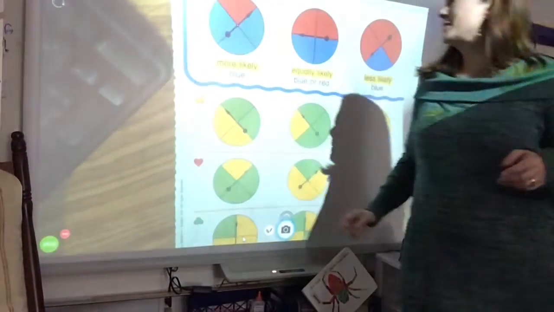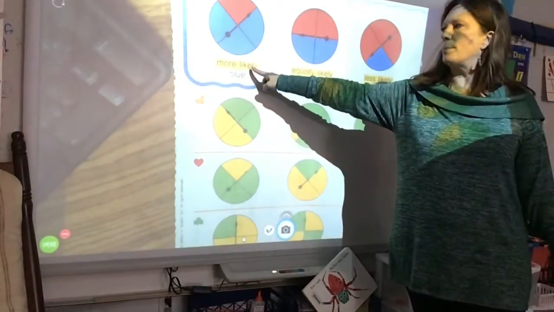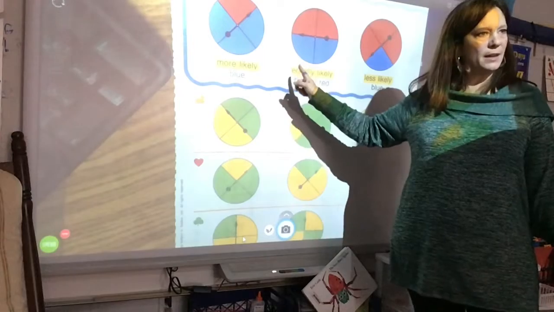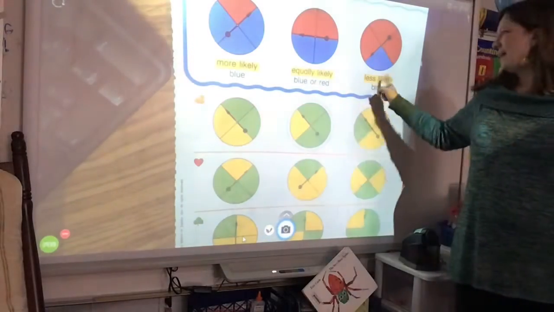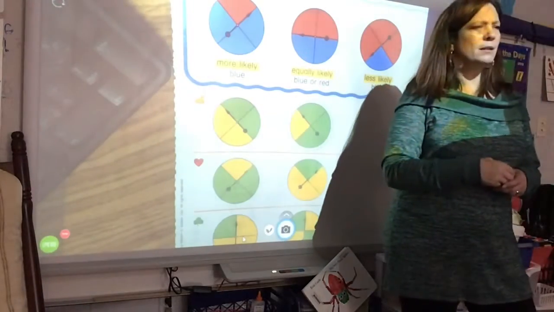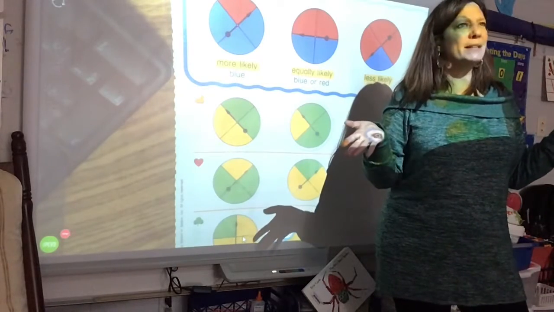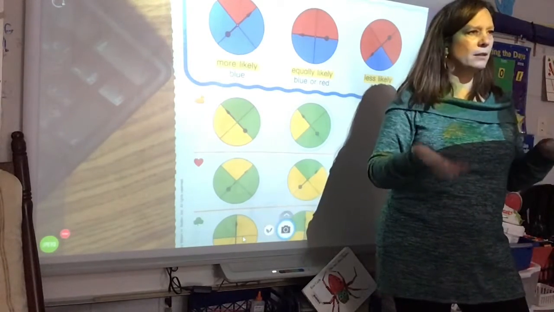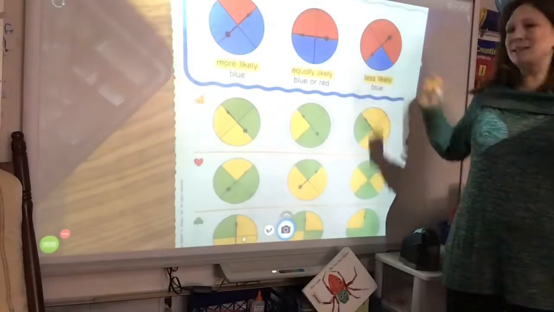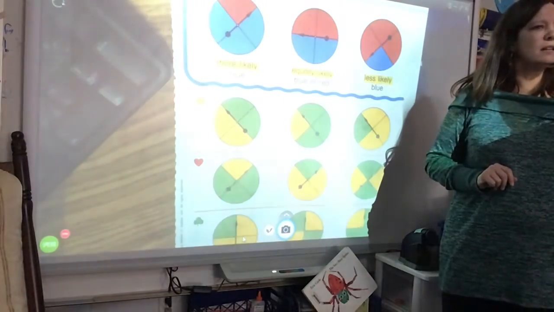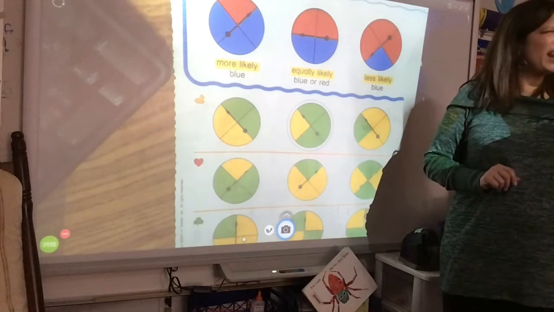All right, we're going to look at something to show you how things are more likely, equally likely, and less likely. Does more mean a bigger or smaller amount? Bigger. Then what does equal mean? They're the same. What does less likely mean? It has a little chance of happening.